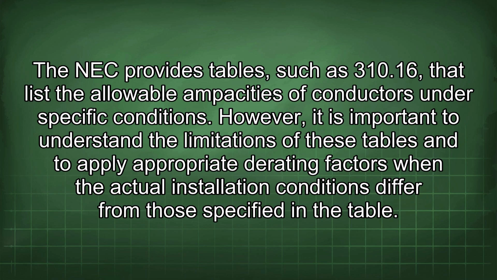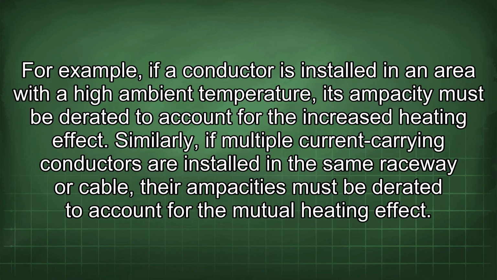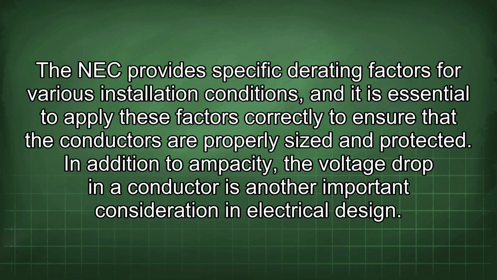However, it is important to understand the limitations of these tables and to apply appropriate derating factors when the actual installation conditions differ from those specified in the table. For example, if a conductor is installed in an area with a high ambient temperature, its ampacity must be derated to account for the increased heating effect. Similarly, if multiple current-carrying conductors are installed in the same raceway or cable, their ampacities must be derated to account for the mutual heating effect. The NEC provides specific derating factors for various installation conditions, and it is essential to apply these factors correctly to ensure that the conductors are properly sized and protected.